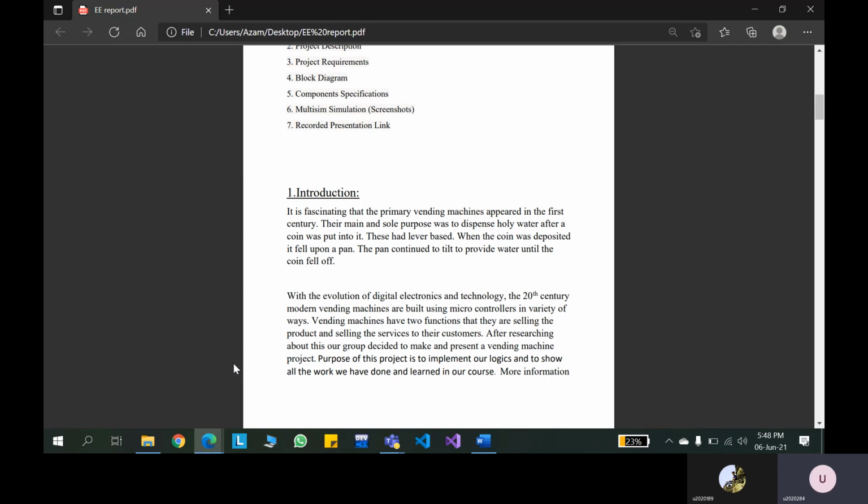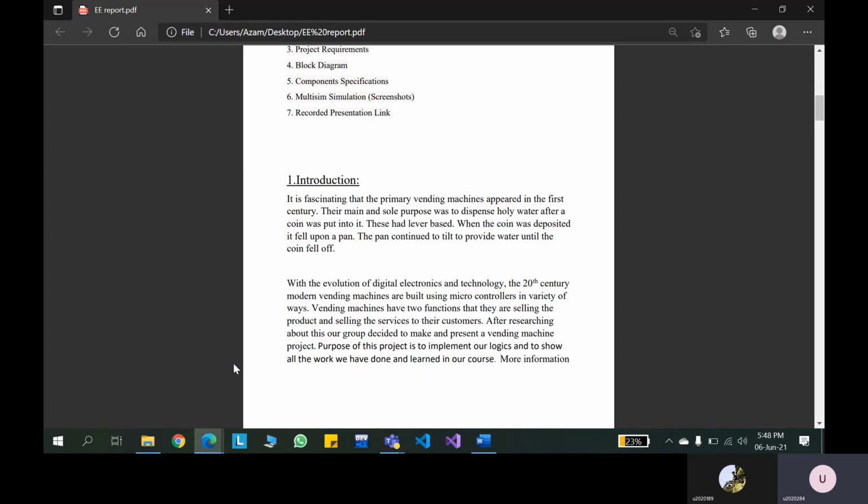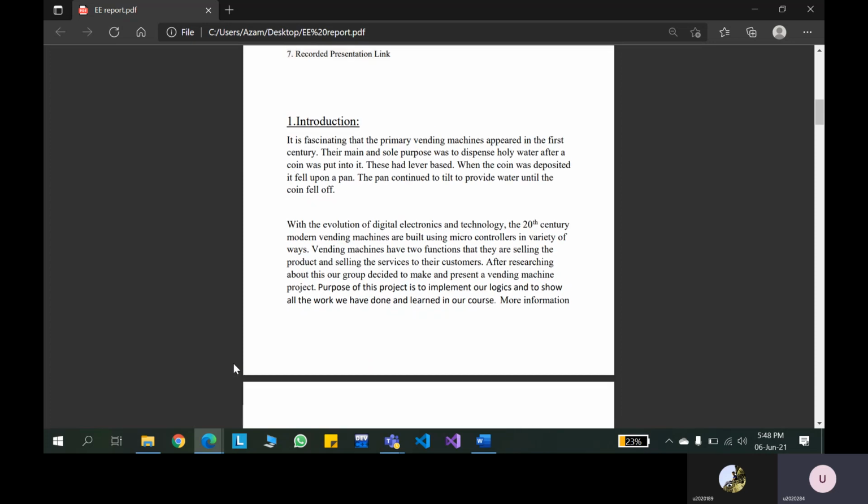Talking about its origin, the first vending machine was constructed in Egypt, where its sole purpose was to dispense holy water. Once the coin was put into the machine, it fell upon a pan and the pan continued to tilt to provide water until the coin fell off. With the evolution of digital electronics and with the passage of time, the vending machine also got modernized, and now it is built with microcontrollers or various other ways.